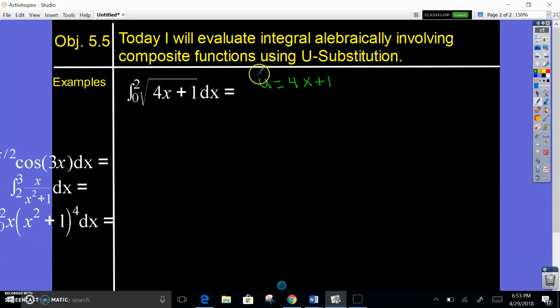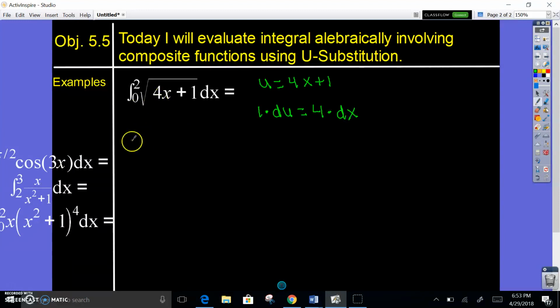I'm going to take the differential of both sides. And remember, when I say differential, I really mean the derivative of u, which is 1, and then you have to multiply by du. We did this a while back. The derivative of 4x plus 1 is 4, and we're going to multiply that by dx.